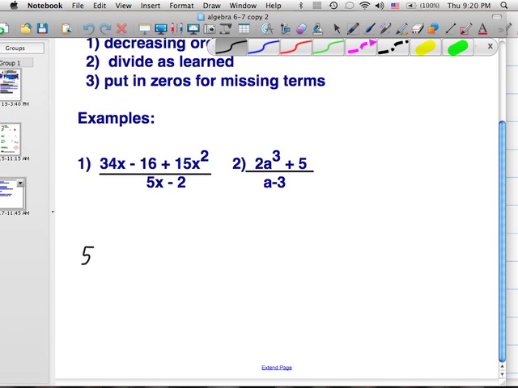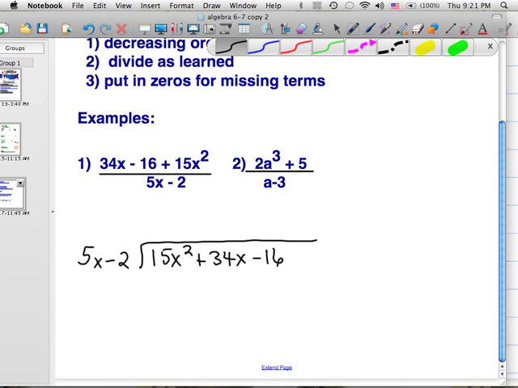we're going to take 5x minus 2 into the polynomial on the top, the numerator. We want to get it in decreasing order, so it's 15x squared. We check to see if there's an x term, because we've got to get all the terms in decreasing order. All the powers of x need to be there or held by a 0. So there is a 34x, and then x to the 0 power is 1, which is the negative 16.